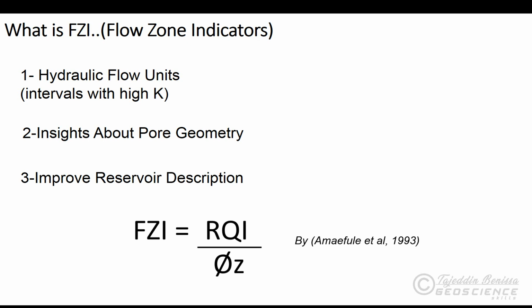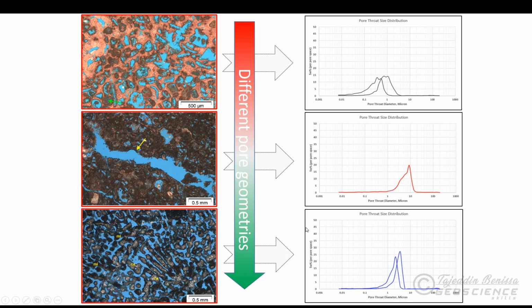This technique can be applied through the equation: FZI, which is a flow zone indicator, equals reservoir quality index RQI divided by normalized porosity index. For more illustration, let's see an example in carbonate rocks. These thin section photos have been taken from different rock samples for the same carbonate reservoir. Look how different the pore size and geometry is from one sample to another from the same reservoir.